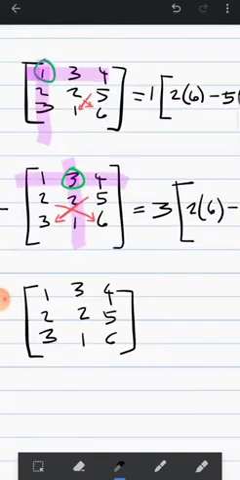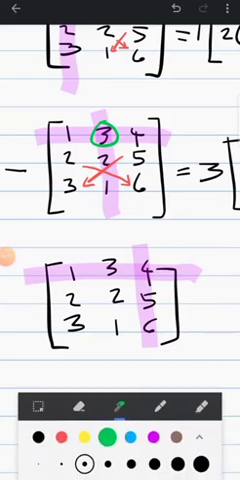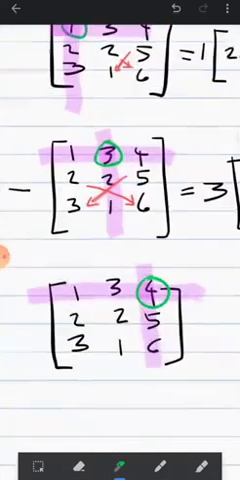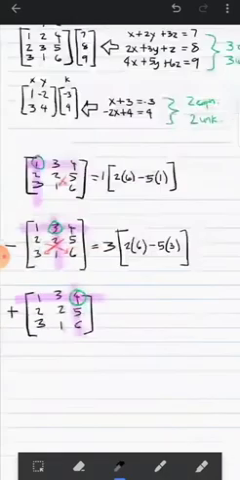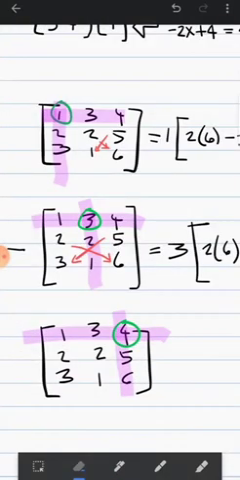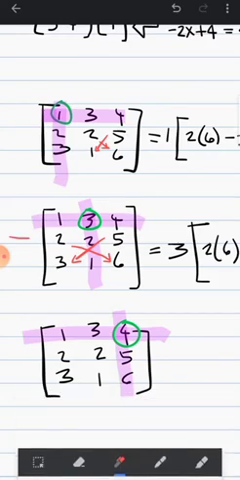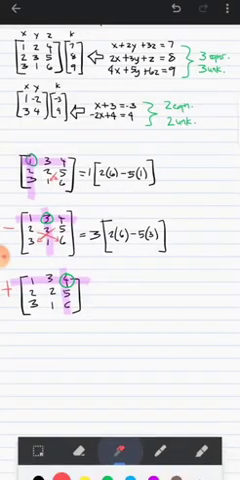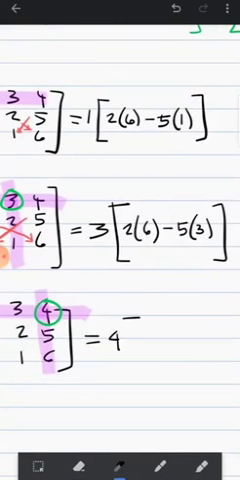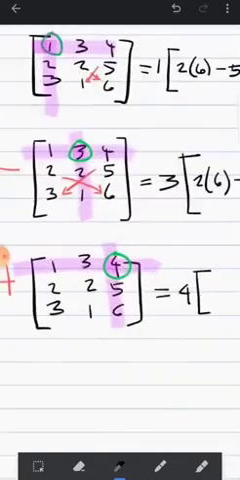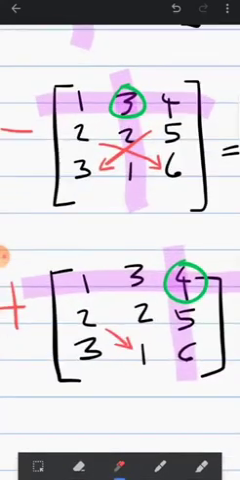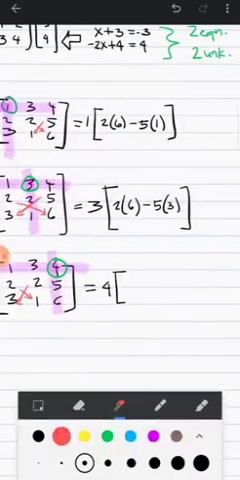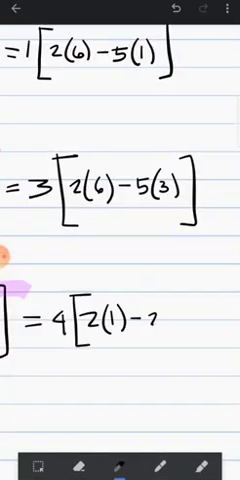Then lastly, you move to the third column and first row. So the intersected number is 4, and of course you add this. So the pattern is plus minus plus. So let me write it in another color. So minus and then plus. So you will write 4 and then multiply it again. 2 times 1 minus 2 times 3.